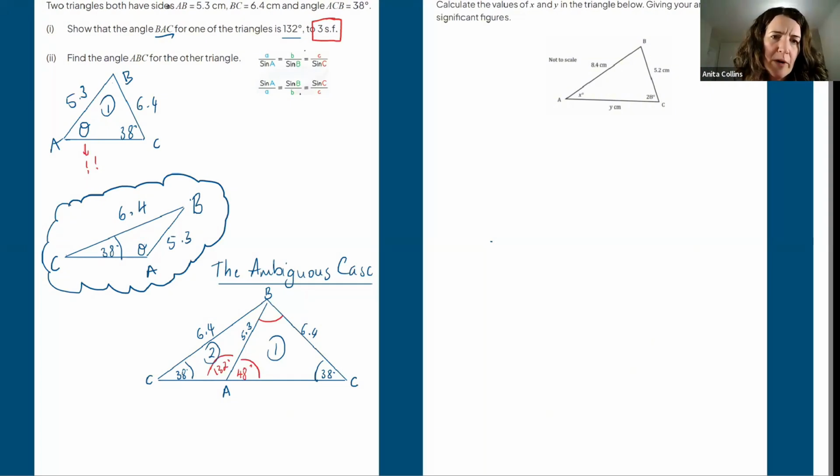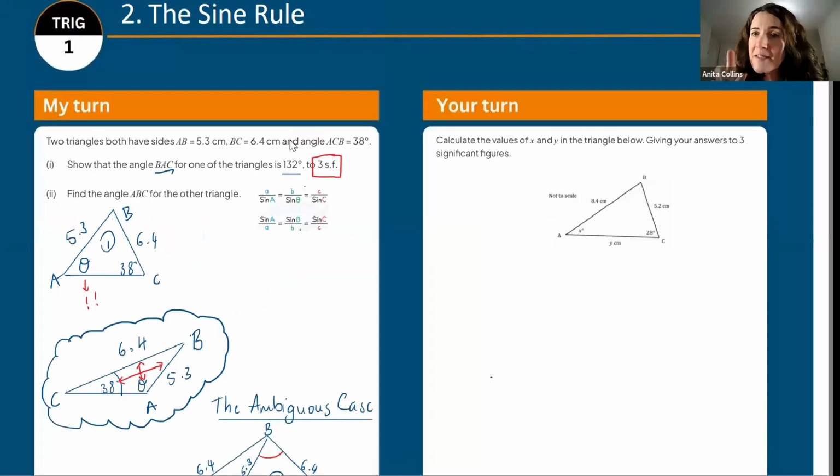So let me just label up what I've got here. I have got an angle and a side opposite here. I've got another angle and a side opposite here. And this is the situation where we use the sine rule. So later in the video, we're going to meet the cosine rule, which is also for non-right angle triangles, but there are different situations where you use each of them.